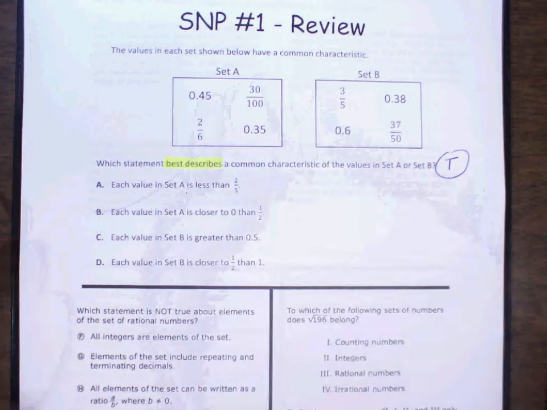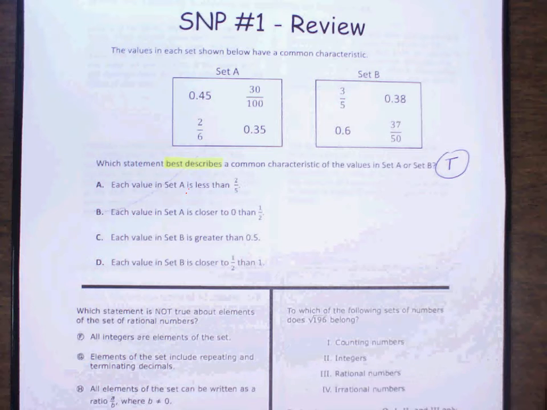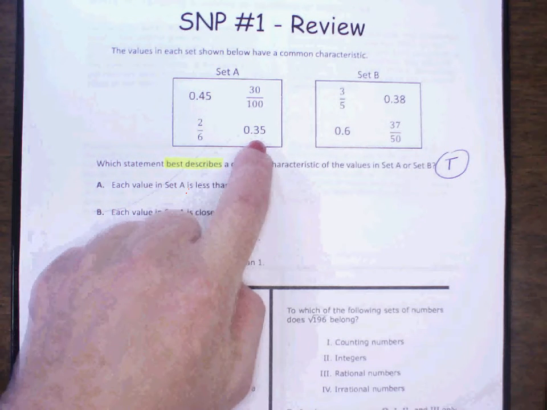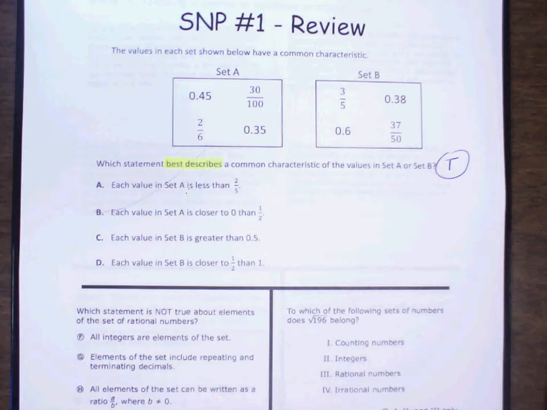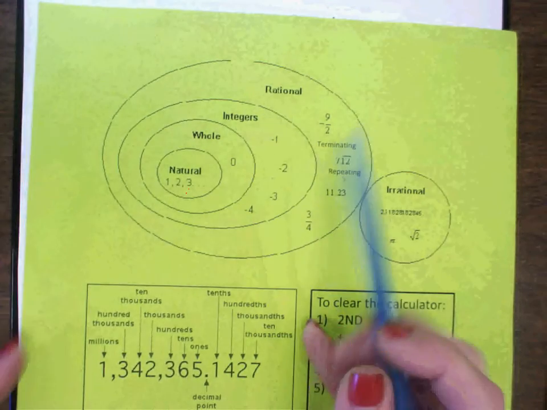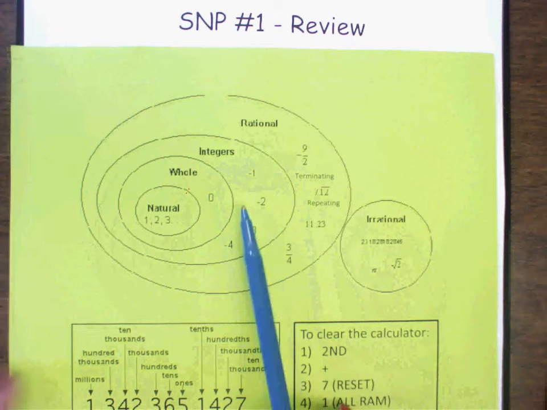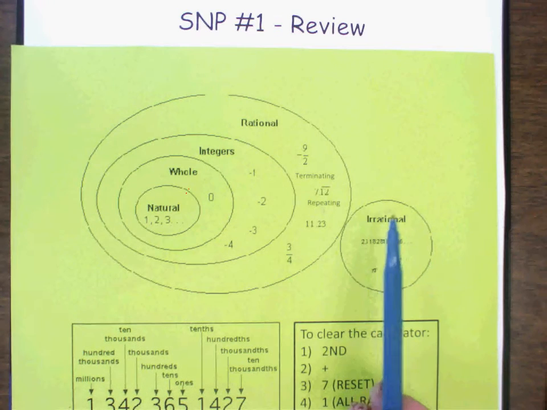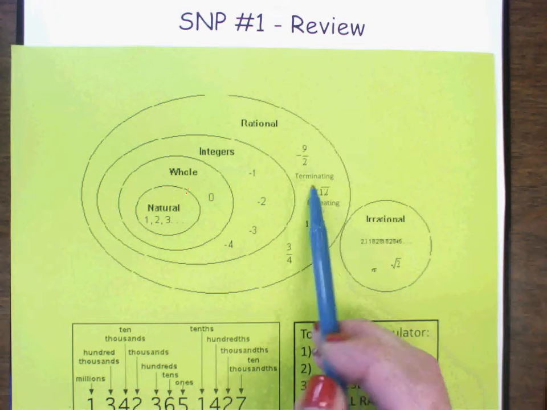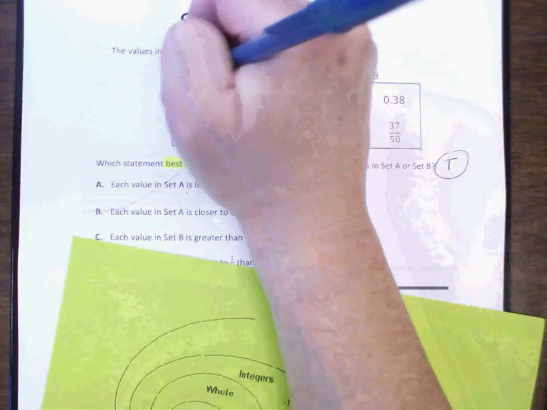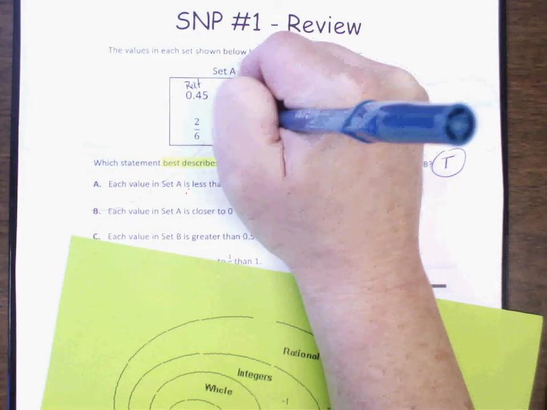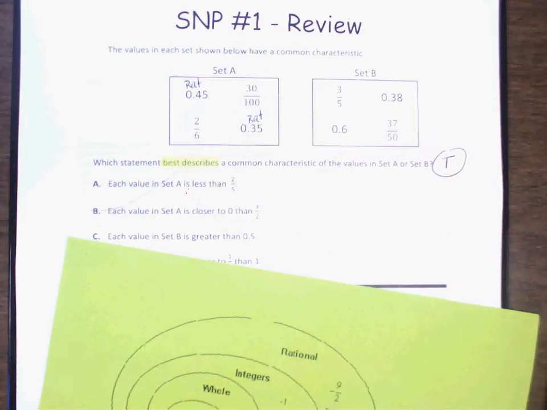Now let's look at those numbers. Let's get our calculator and try to define them. I have 0.45 and I have 0.35. What kind of numbers are those? What kind of decimals? Look at your cheat sheet. Rational, because they're terminating, right? So this is a rational number.